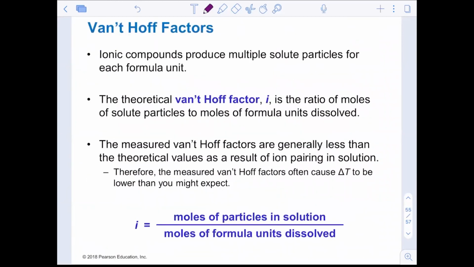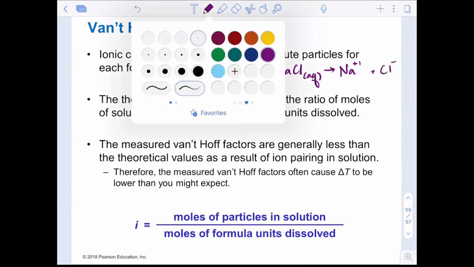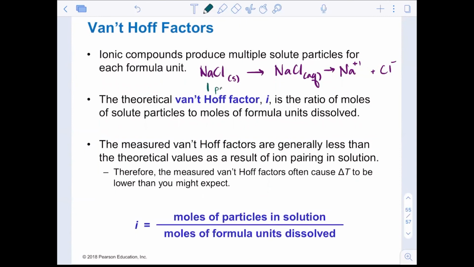Let's talk about the Van 't Hoff factor. The Van 't Hoff factor is important for ionic compounds. If you have a molecule, remember, molecules do not dissociate or ionize in water. Ionic compounds dissociate in water to produce multiple solute particles for each formula unit. NaCl as a solid is one unit. When it becomes NaCl aqueous, it's actually Na+ and Cl-. So where we had one particle before, we now have two particles at the end of the day in the solution.